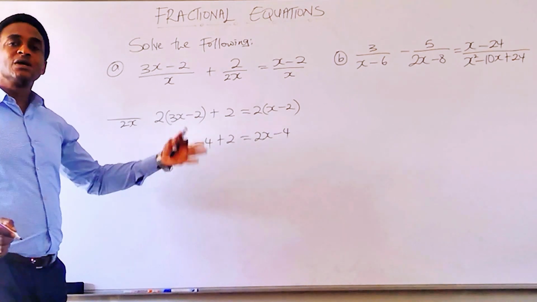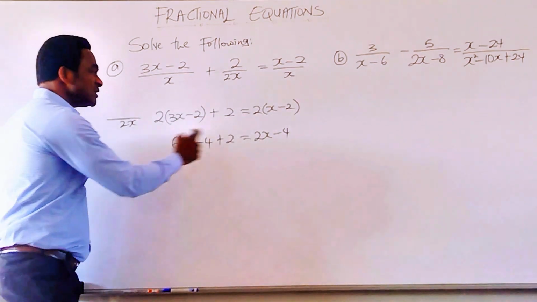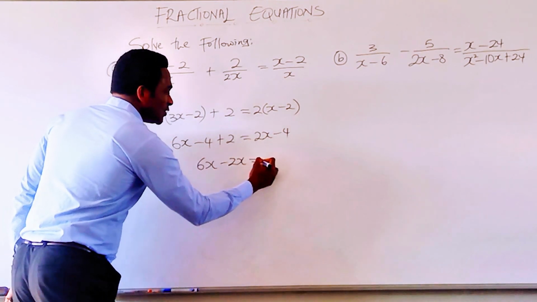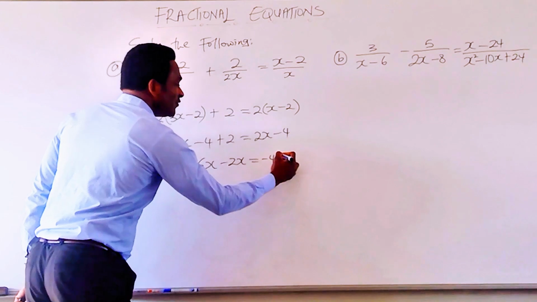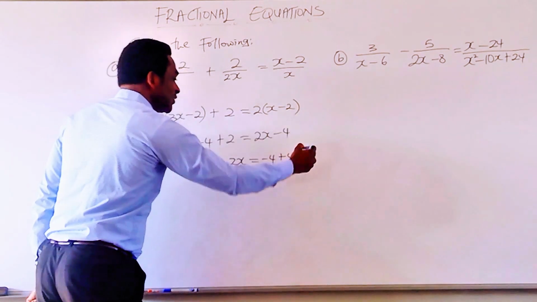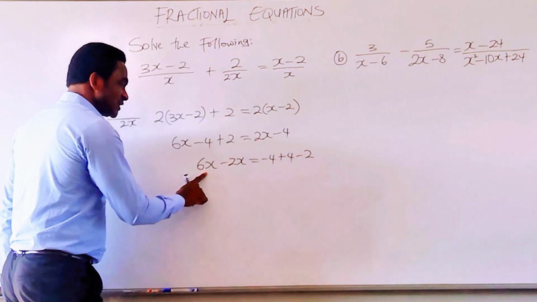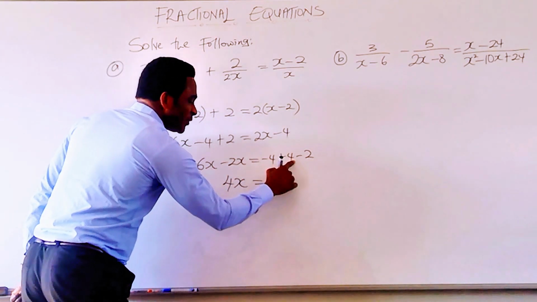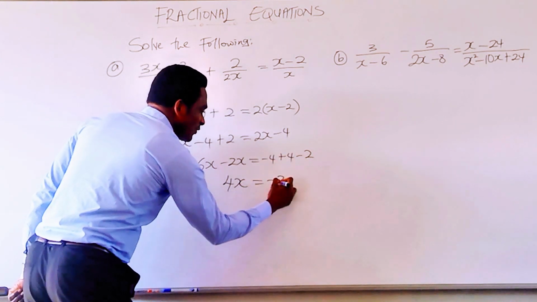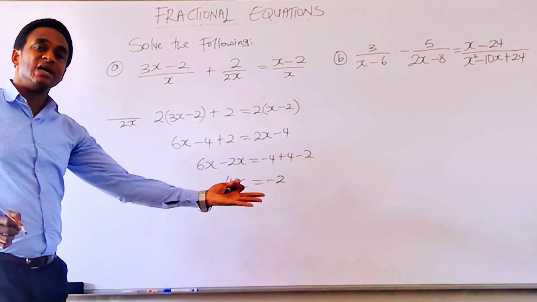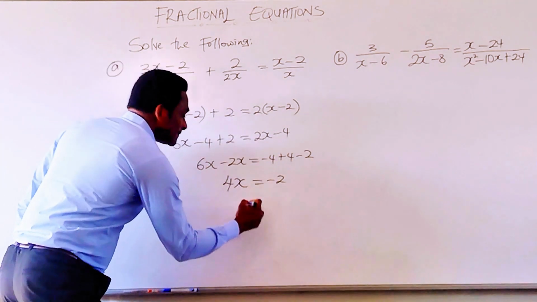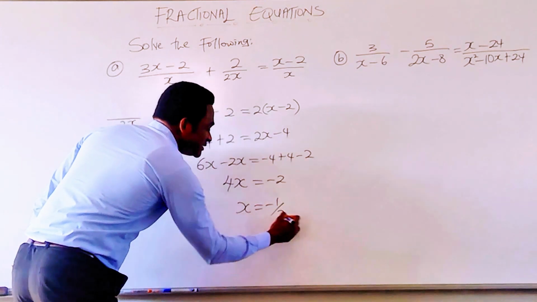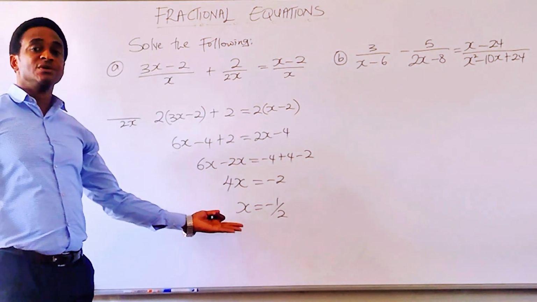The next thing is collect like terms. Now collecting like terms, you have 6x, and this coming over is minus 2x, negative 4 coming over becomes positive 4, 2 going over becomes negative 2. 6x minus 2x is 4x. Negative 4 plus 4 gone, negative 2. We divide both sides by the coefficient of x, which is 4. So negative 2 over 4 will give us negative 1 over 2. So our answer is negative 1 over 2.